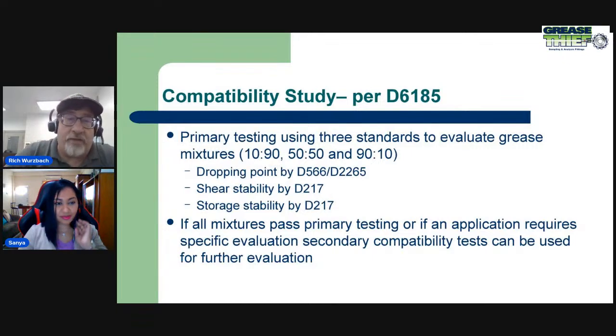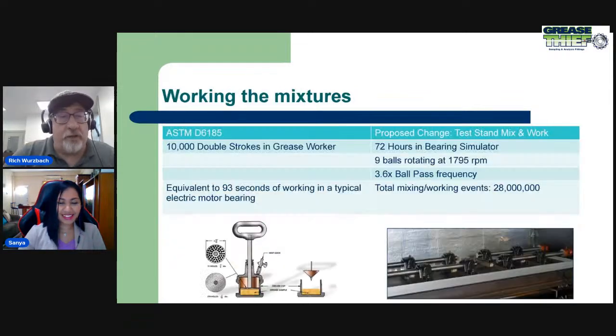And this method is really under review right now anyway, because there's some concern that it's just a little too simple. In fact, if you look at dropping point, shear stability, and storage stability, those ASTM standards say these do not predict in-service performance of greases. So why do we want the tests that don't predict the performance to tell us whether two products are going to be compatible when they mix together? So there's some other things that we do.